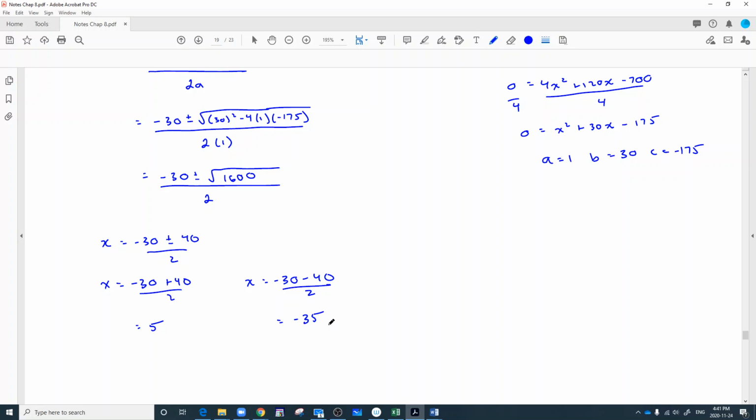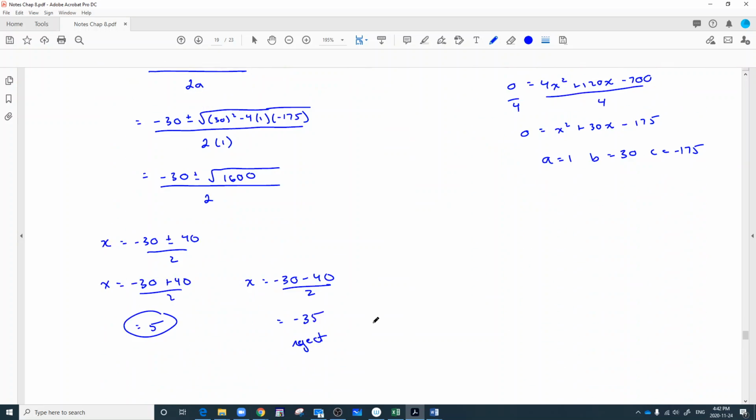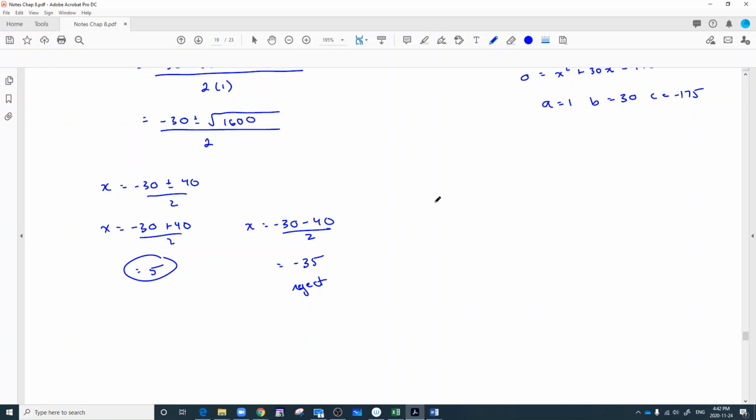This one is negative. I'm looking for a width of a grass strip, so obviously I'm going to have to reject this solution. And I know that x is 5. Then we want to double check if that makes sense. If we go back up here, it says the gardener wants to plant a strip of grass with a uniform width. How wide should the grass be? So that's my x. The x was the width of the grass. Therefore, the grass should be 5 feet wide.